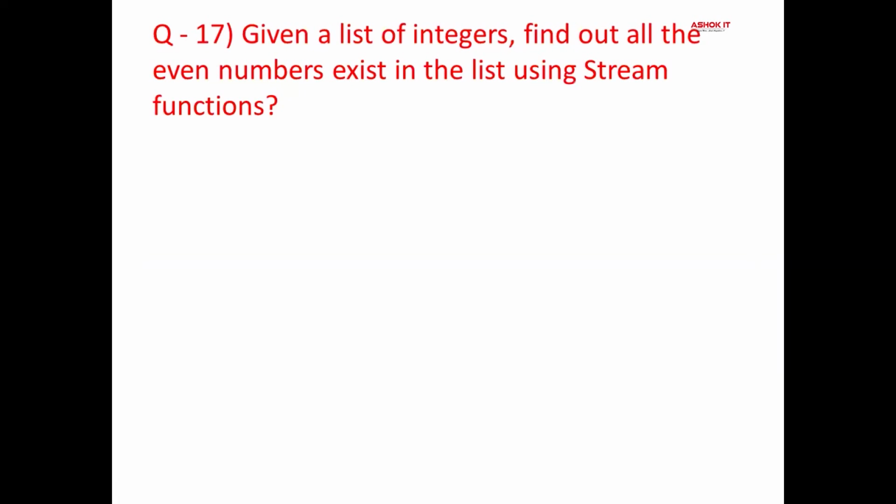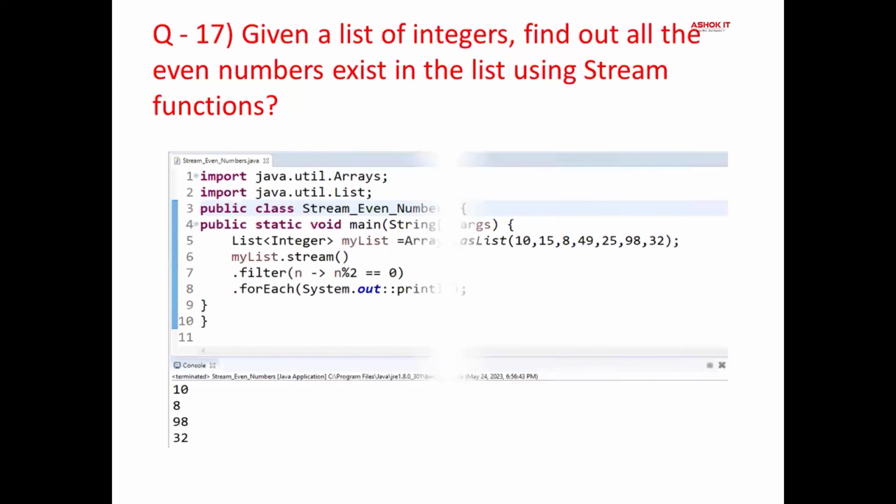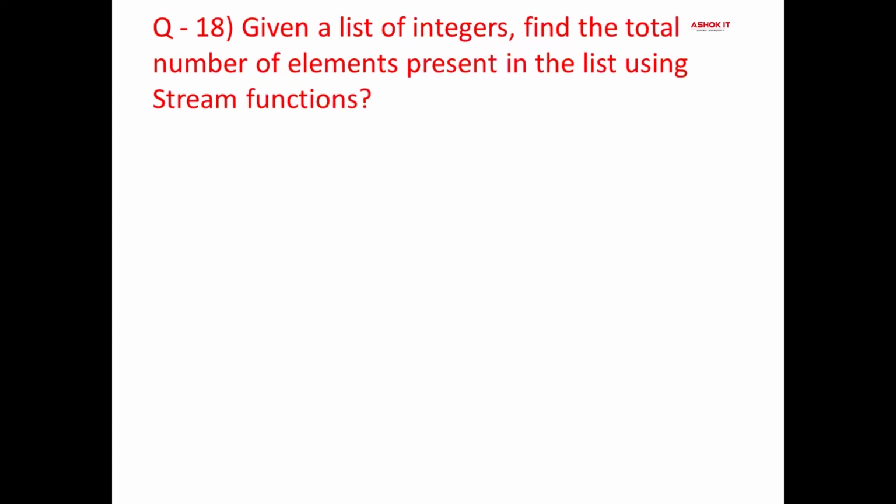Question number 17. Given a list of integers, find out all the even numbers that exist in the list using stream function. You can observe here again, this list is converted to a stream, and with the help of the filter method, which is used for filtering data, we can find the even numbers from the given list. And again, with the help of the forEach method, we can traverse, and with the help of method reference, we can print the output.